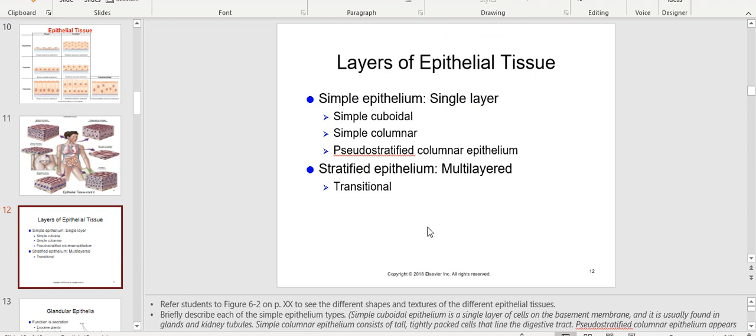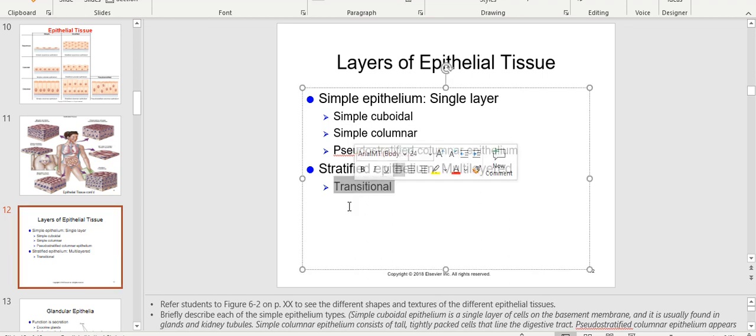Simple epithelium, single layer. There's simple cuboidal, simple columnar. You've got pseudo-stratified columnar. Stratified epithelium. Here we have multi-layered, transitional.